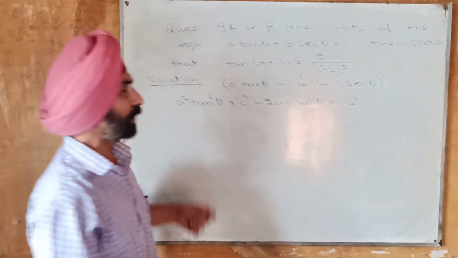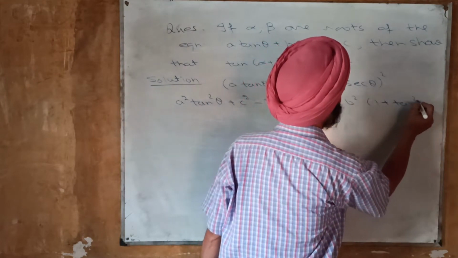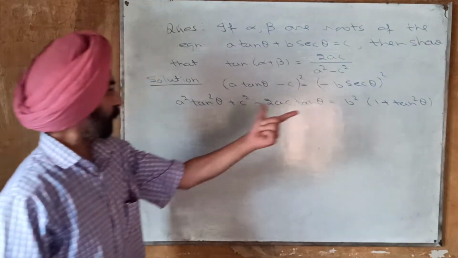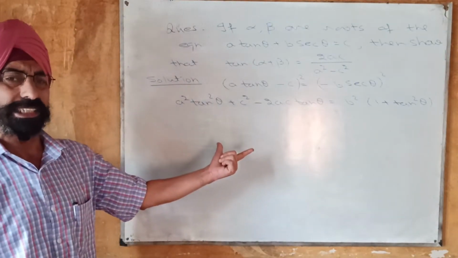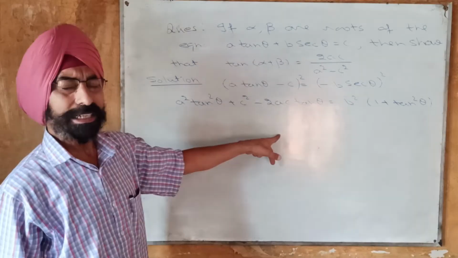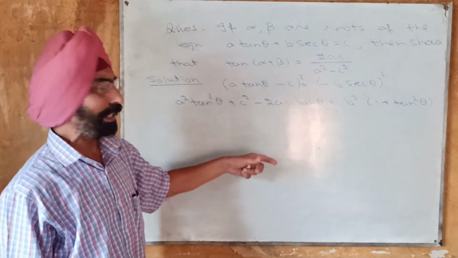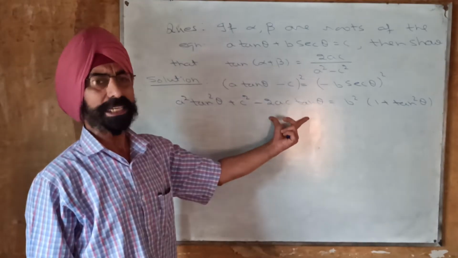But the value of secant square theta, we know in terms of tan, is 1 plus tan square theta. Now this equation is completely in only one trigonometric function, and that is tan theta. That means if the roots of the equation are alpha and beta, in terms of tan we can say that the roots of this equation are tan alpha and tan beta.